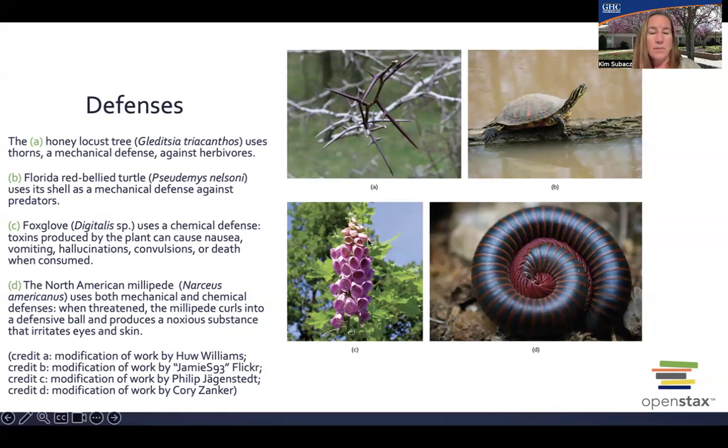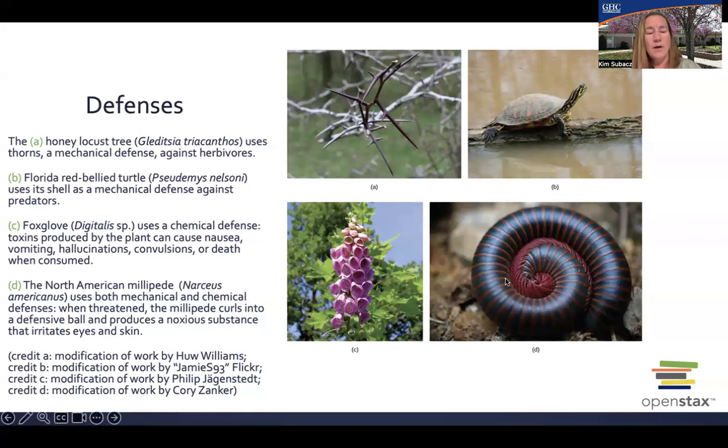Other ones may be chemical defenses. So chemicals in all sorts of plants. We got a foxglove here, but there's tons of other plants out there with toxic properties that they can use to defend against herbivores coming along and trying to snatch them up.